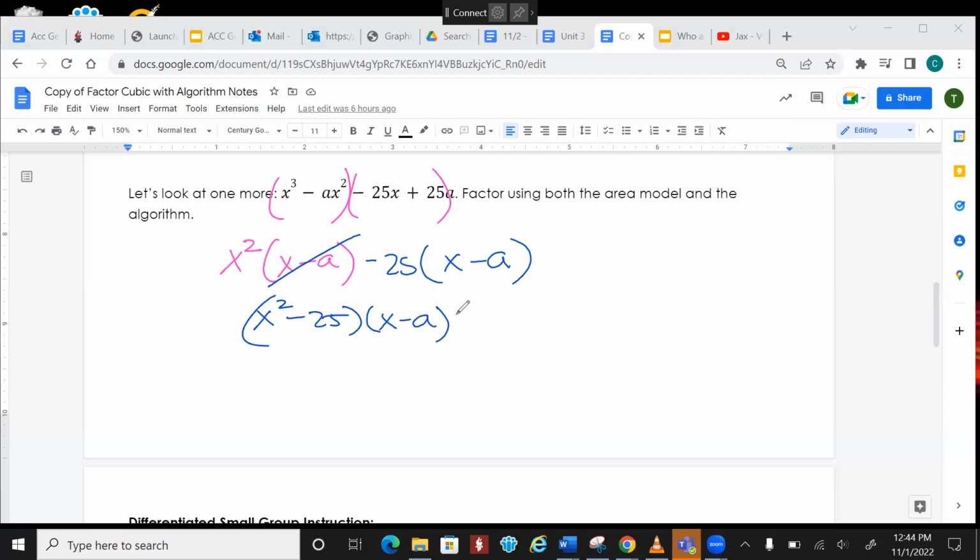Why do you divide by negative 25? When I divide by negative 25, it's because this first term is negative. You divide by the greatest common factor, but if the first term is negative, then it's going to be negative whatever the greatest common factor is.